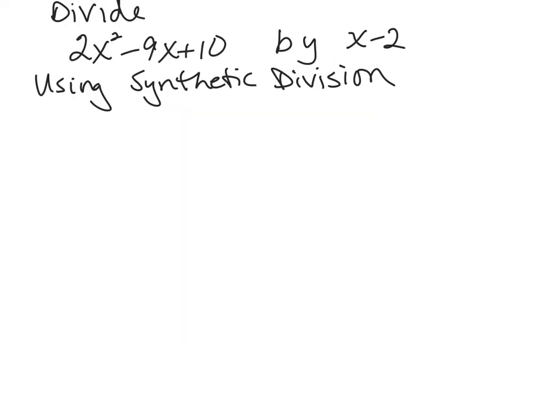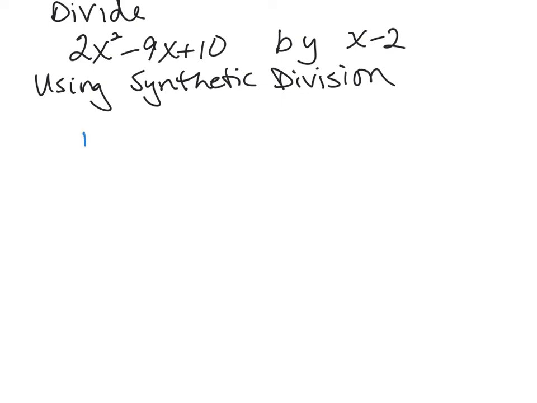On this slide, we are going to be going back to the example of example number 2 and showing you an alternate way of finding the quotient. We're taking 2x squared minus 9x plus 10 and dividing it by x minus 2. This is a process called synthetic division.